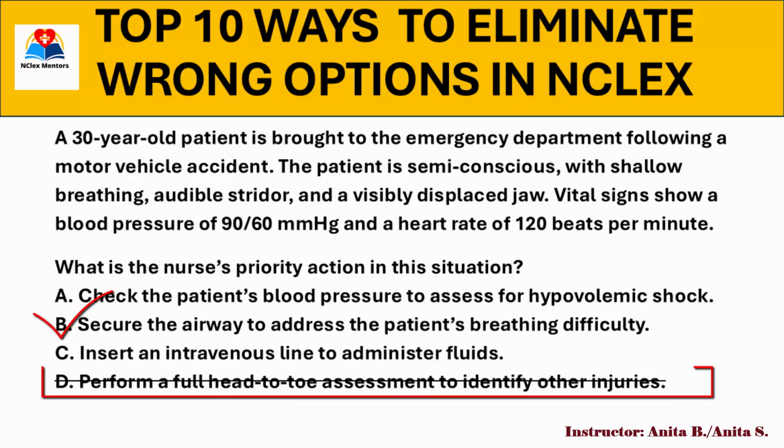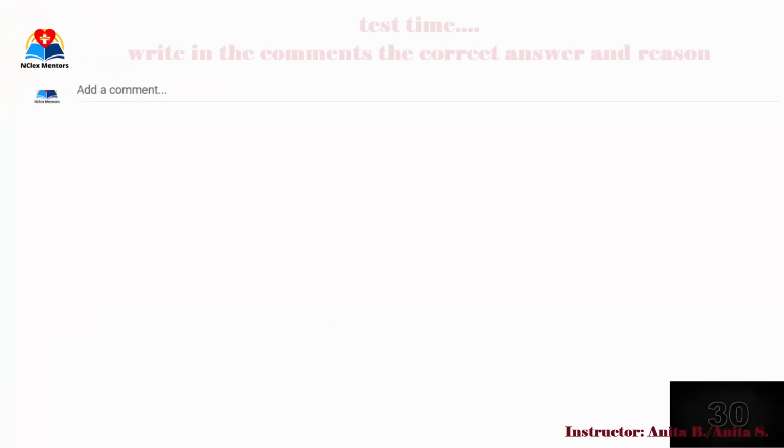Perform a full head-to-toe assessment to identify other injuries. This is not correct. A full assessment is important but should occur after the airway and breathing are secured. Ignoring airway compromise could lead to rapid deterioration. Let's see another important strategy.